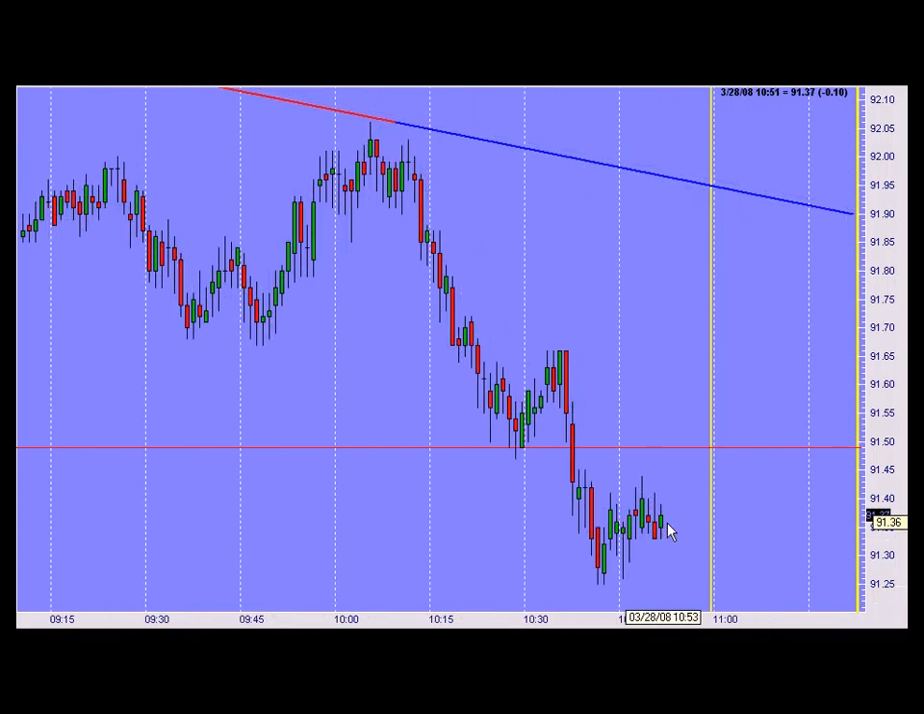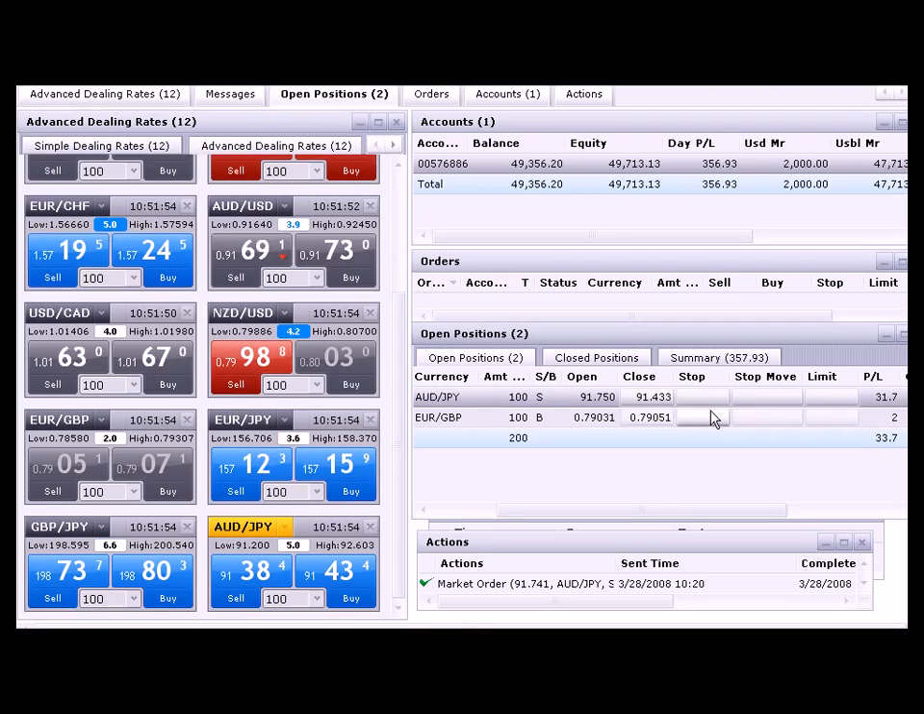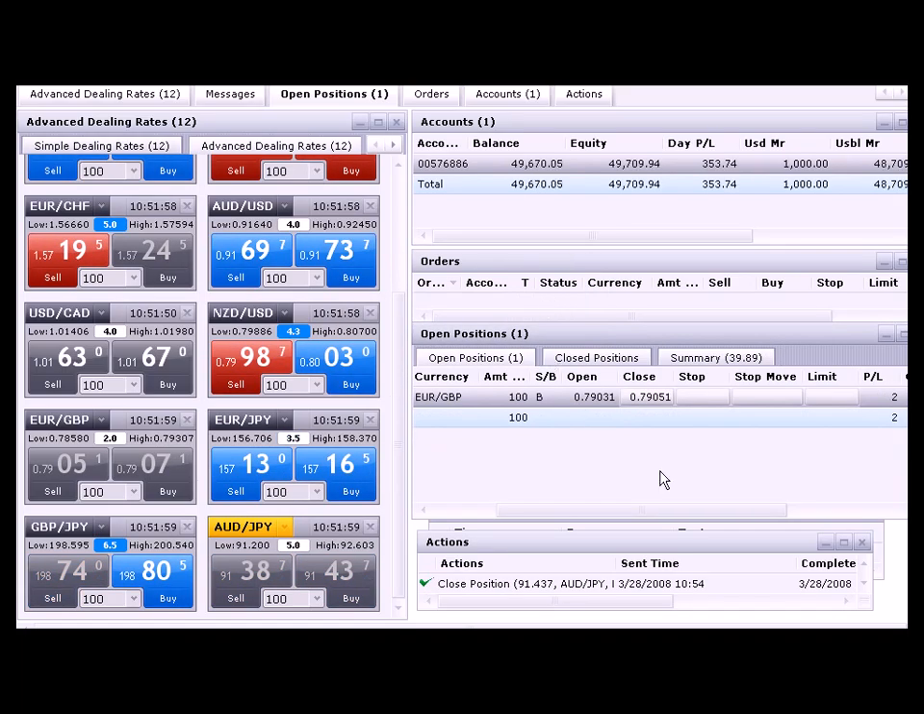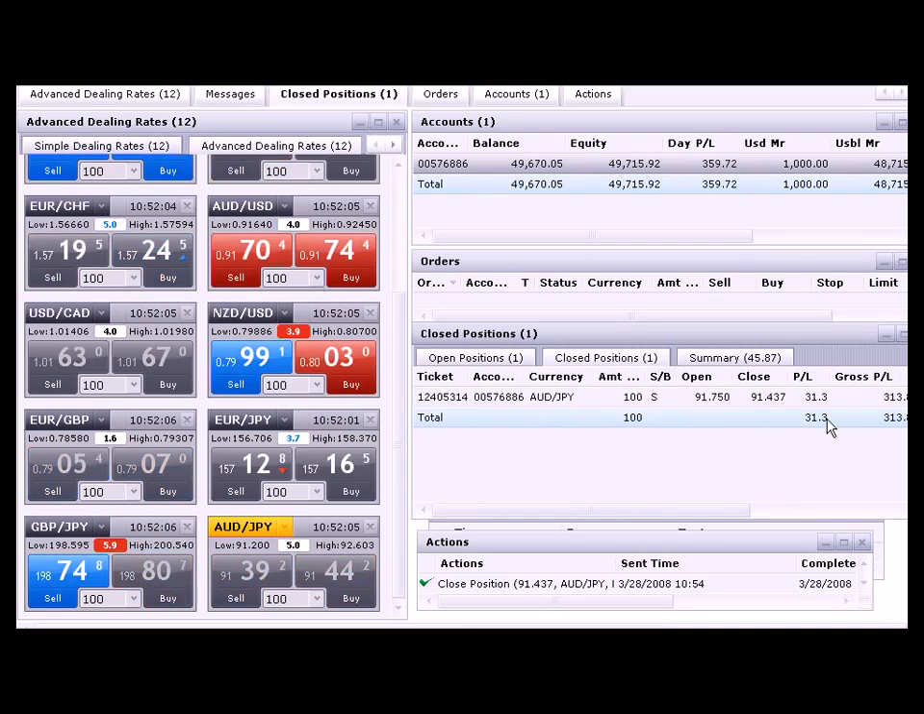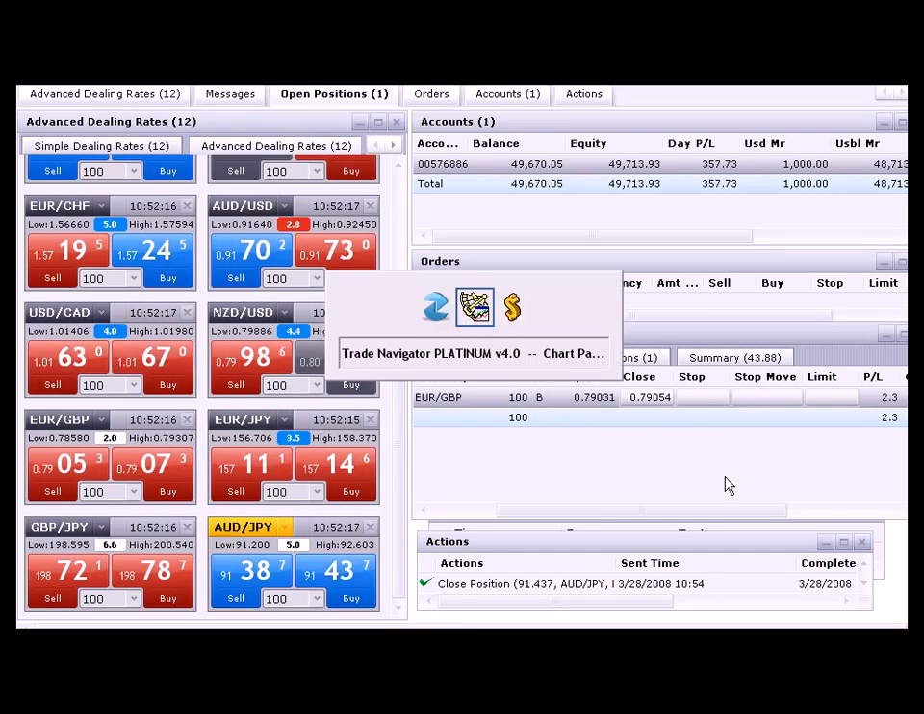This market is starting to show some strength, so I'm going to look to get out of it right now and close out the position, and we'll let it go. And so that gives us a closed position, 31.1 pips, so $313.85 on that one. And we're left with the euro against the British pound.